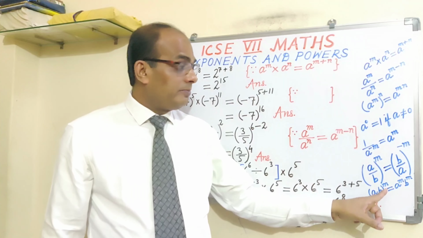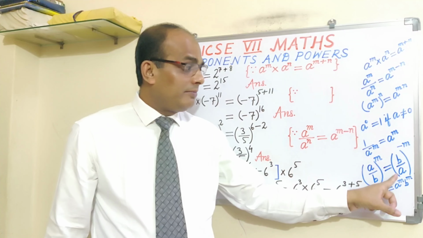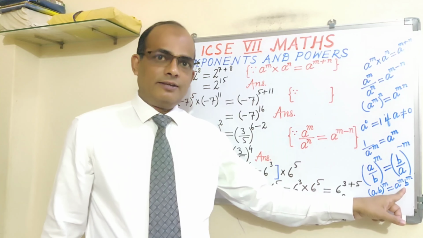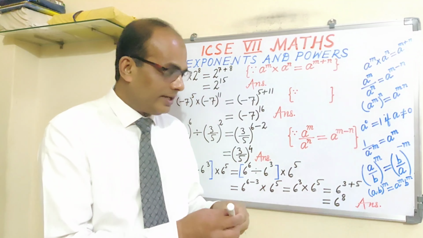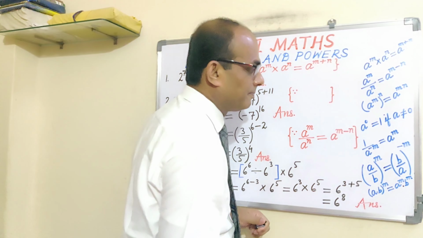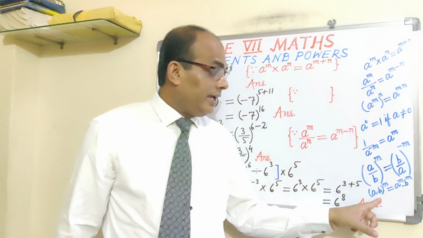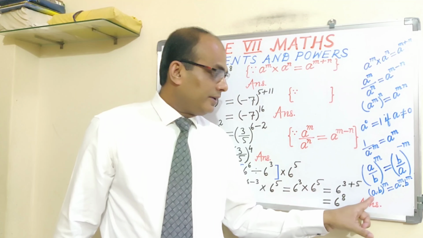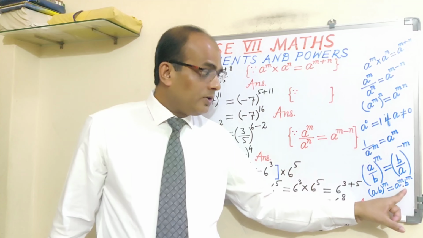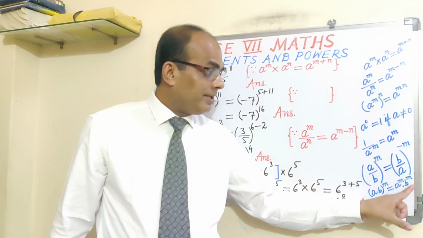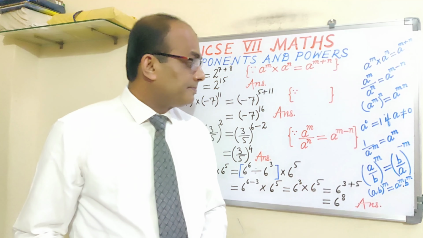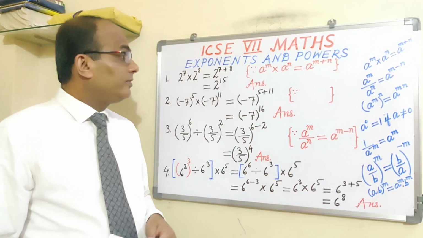ab whole raised to the power m is equal to a raised to the power m, b raised to the power m. Nothing is written, that means multiplication sign, product. Sometimes we write down a dot, down here, not in the middle. So ab means a into b. So ab whole raised to the power m is equal to a raised to the power m into b raised to the power m. So learn these formulas, and they are given in your textbook also.